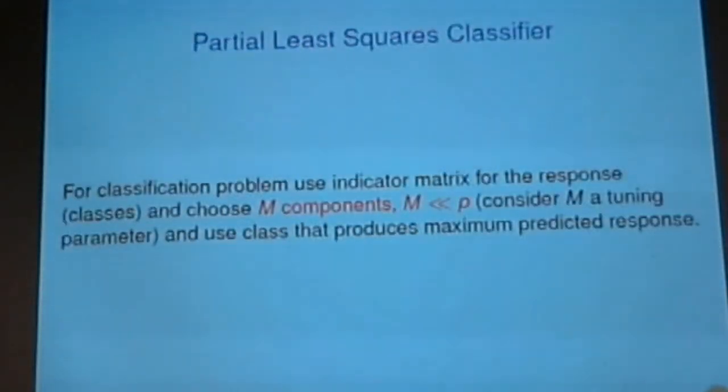So the idea of the partial least squares classifier for a classification problem is to use the indicator matrix for the responses. You can use 1, 0, or you can also use -1, +1 and use the sign as the result. Choose n components only, and use the class that produces the maximum predicted response. If you use the sign of the result, a negative response is assigned to class number 1, and a positive response is assigned to class number 2.